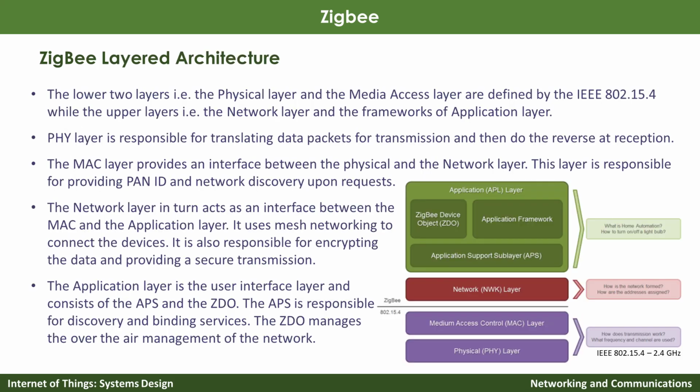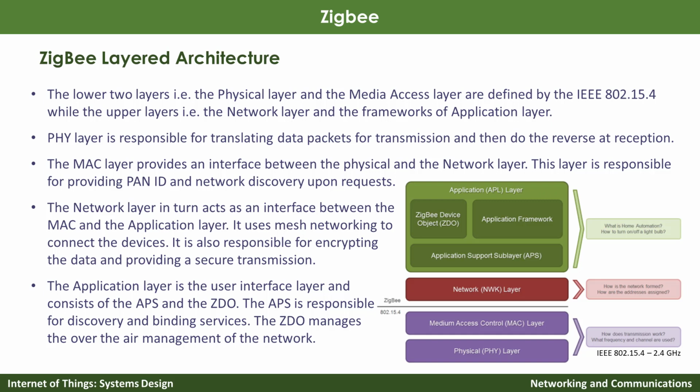This is the layered architecture for the Zigbee protocol. The lower 2 layers, the physical layer and the MAC layer, are defined by IEEE 802.15.4, while the upper layers are the network layer and the application layer. Therefore, the bottom 2 layers do not have much specific content related to Zigbee. They basically do the data packet translation and transmission.